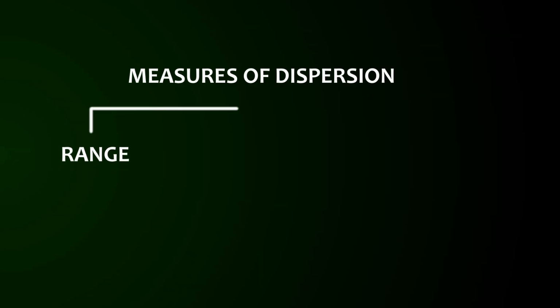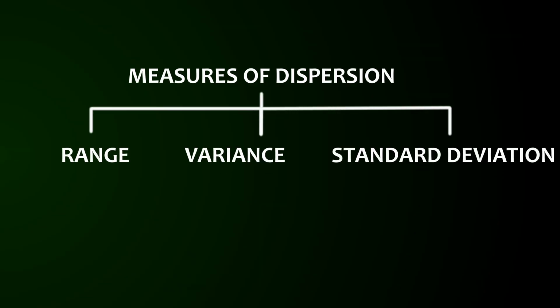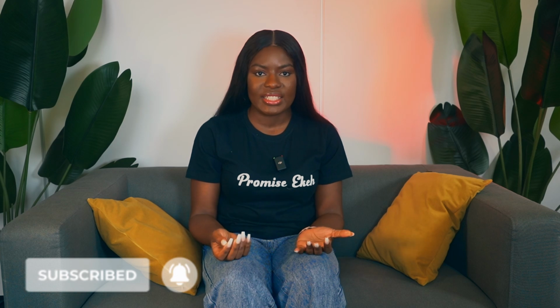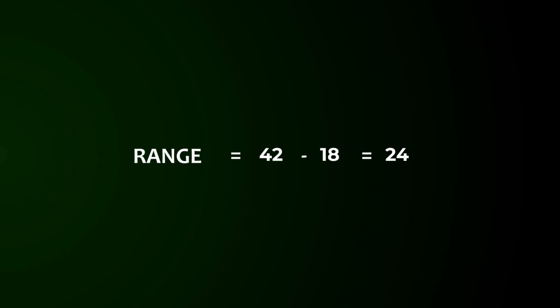The second type of descriptive statistics is measures of dispersion, or measures of variability, such as the range, the variance, and the standard deviation, which describe the spread or dispersion of your data, how widespread your data is. The range is the difference between the maximum value and the minimum value in the data set. For our temperature data set, the maximum is 42 and the minimum is 18, so 42 minus 18 gives you 24.